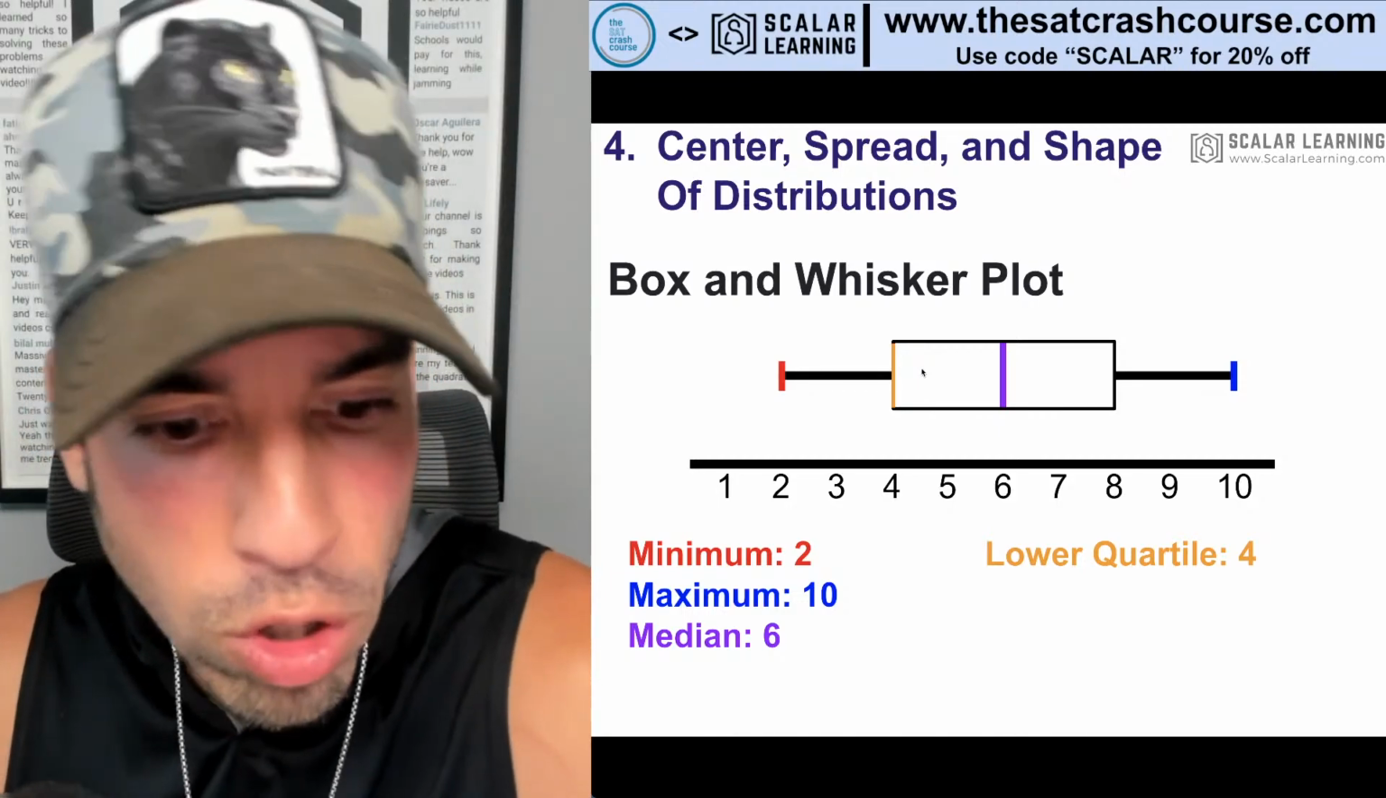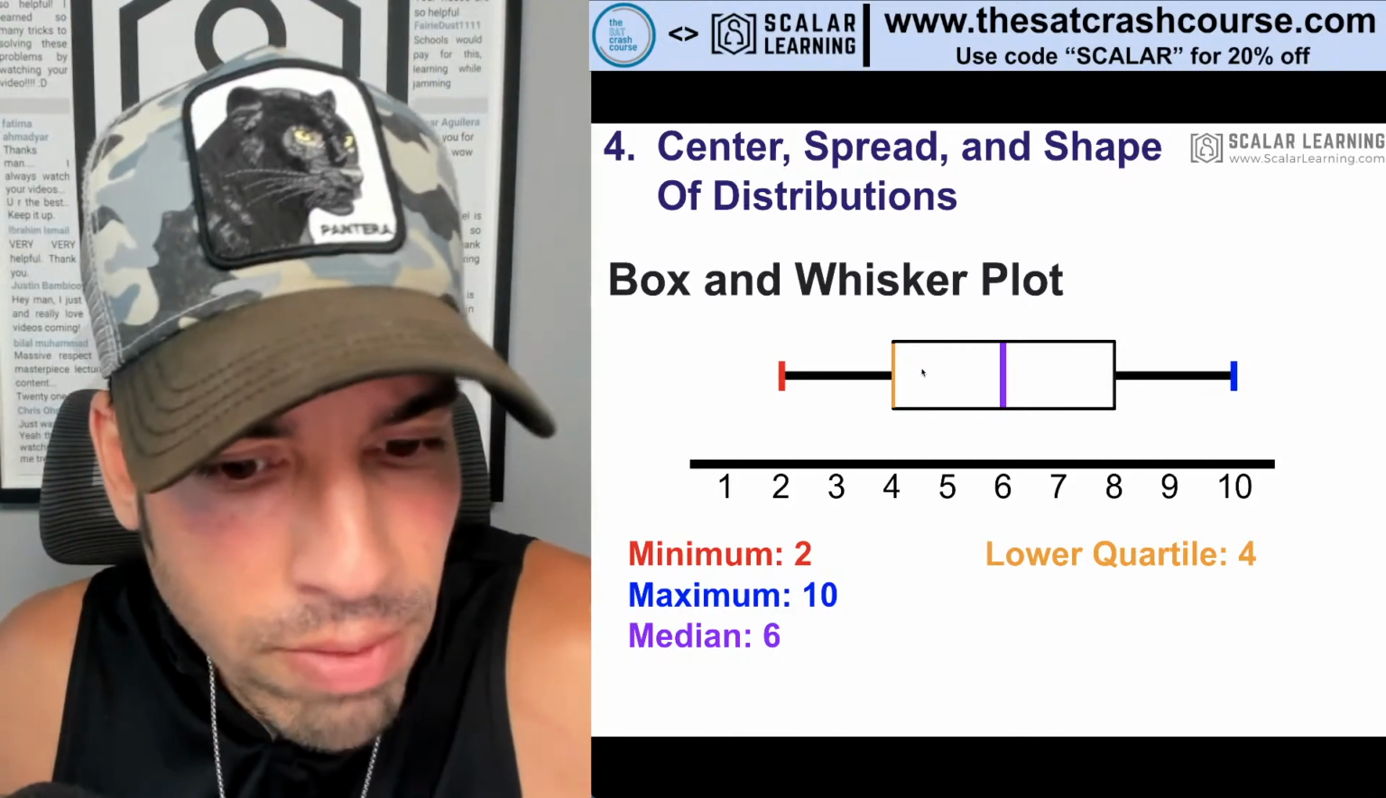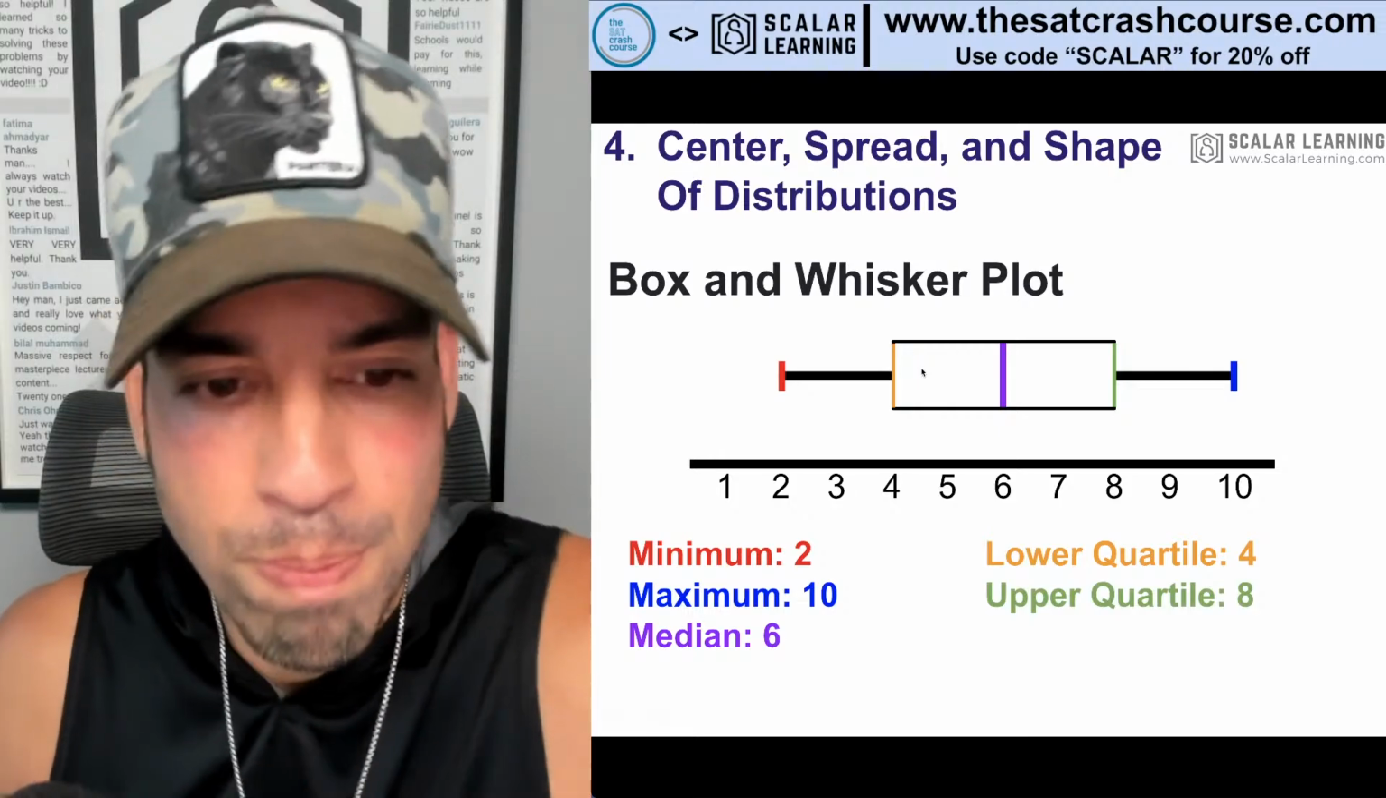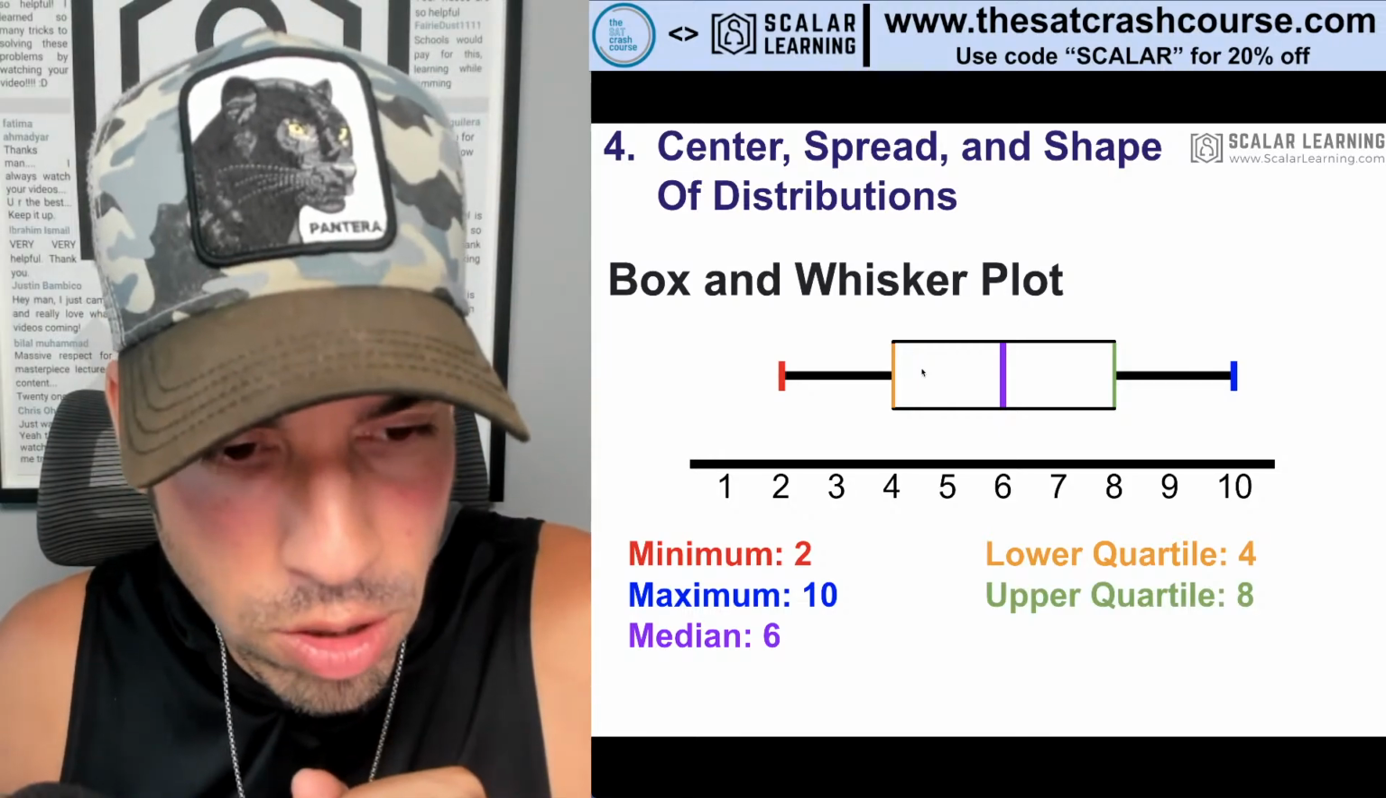That is our lower quartile value. We've got in green the upper quartile value. Now we got 2 other things to note.